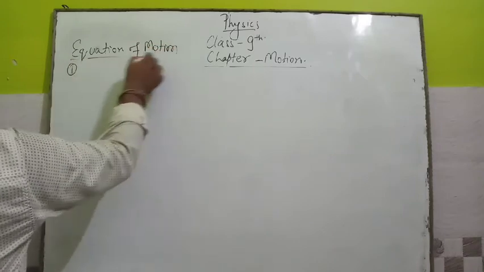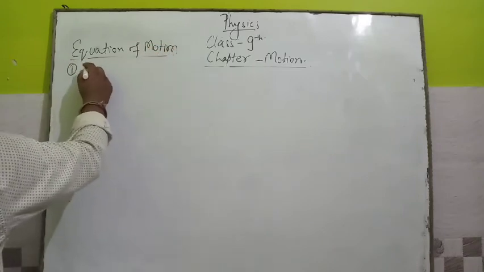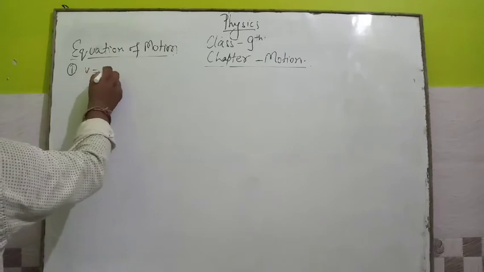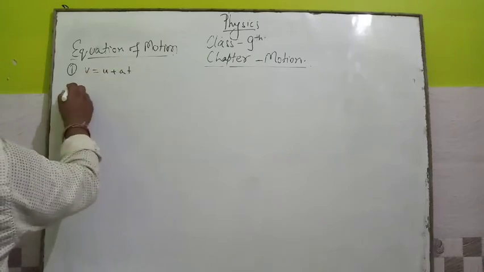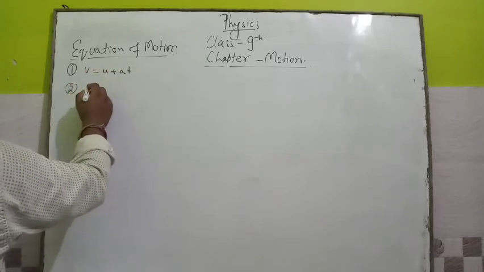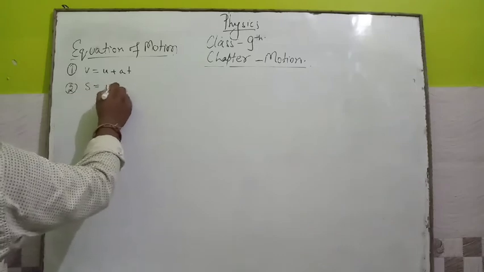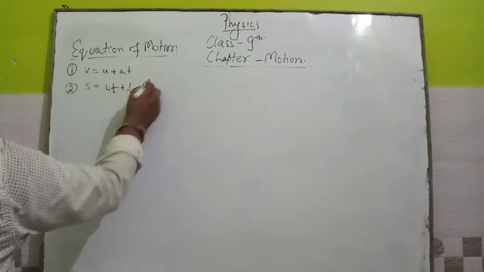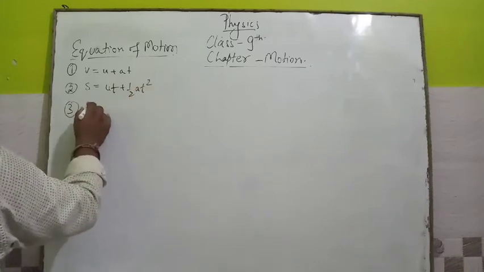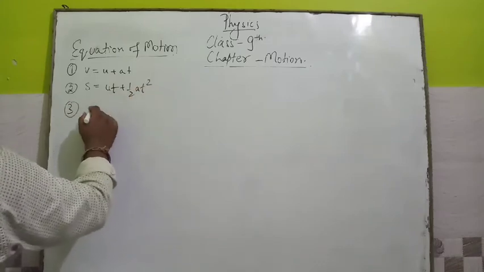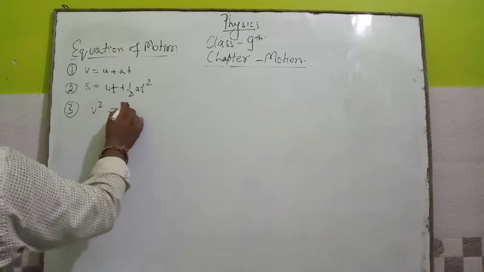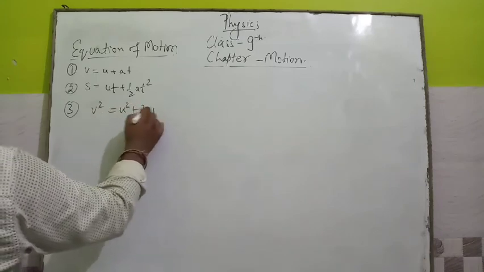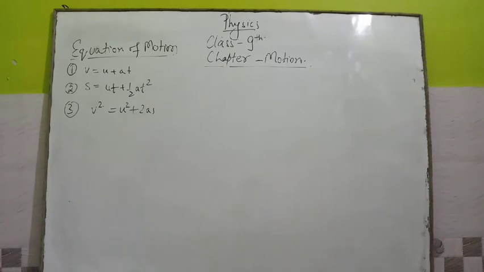Equation of motion. First equation, write here v is equal to u plus at. Second equation, s is equal to ut plus half at square. And third equation, v square is equal to u square plus 2as. Okay, these are the three equations of motion.